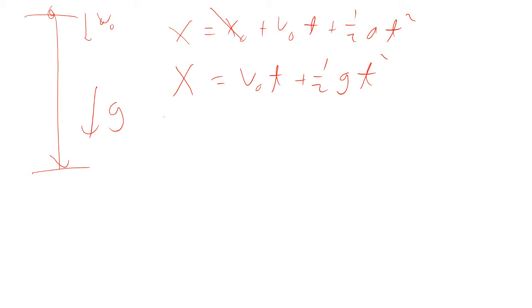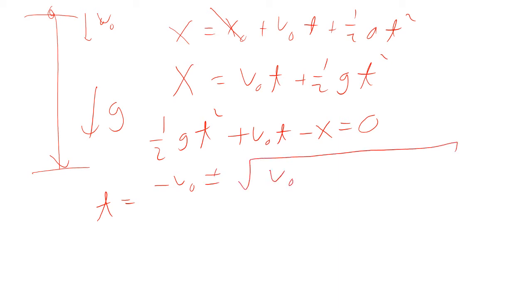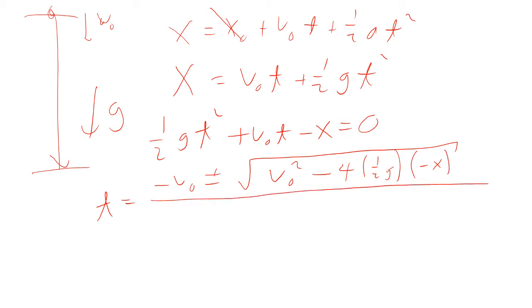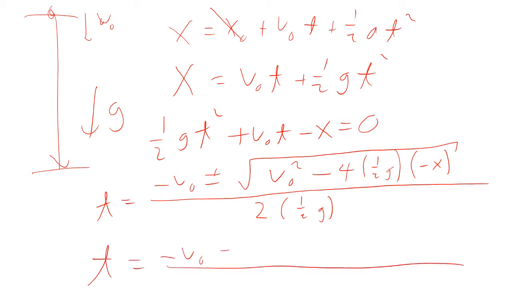Well, that's a quadratic equation. So let's put it in the quadratic form. 1/2 g t squared plus V naught t minus x equals 0. So the quadratic formula: t equals minus V naught plus or minus the square root of V naught squared minus 4 times 1/2 g times negative x, divided by 2 times 1/2 g. So in other words, t equals minus V naught plus or minus the square root of V naught squared plus 2gx, divided by g.